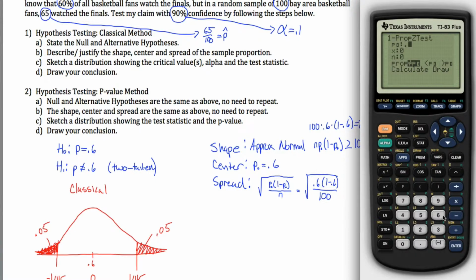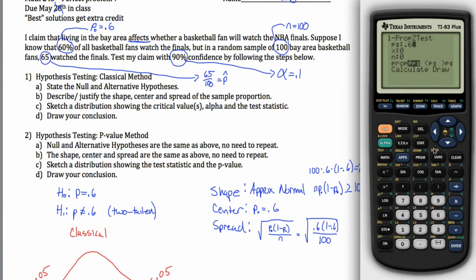I have that written all over the place. I have it written down here. I have it written up here. X. X is the number of people in my sample that have the criteria in question. In this case, X is 65. N is the number of people in my sample, which is 100.